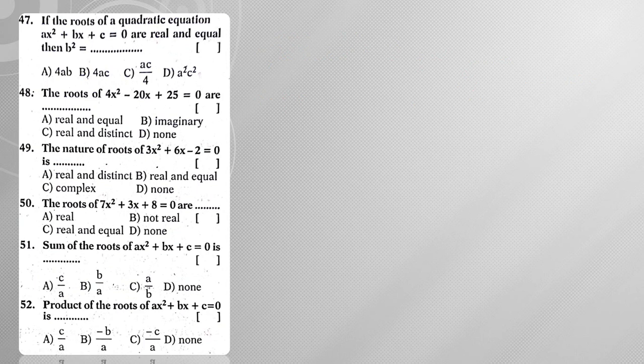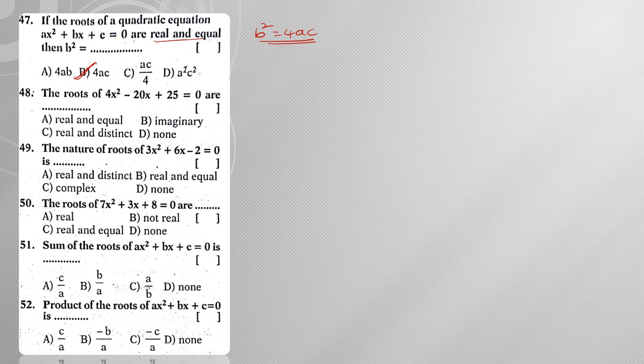Next, moving on to question number 47. If the roots of a quadratic equation ax square plus bx plus c is equal to 0 are real and equal, real and equal means b square is equal to 4ac. So hence the answer is b square is equal to 4ac.